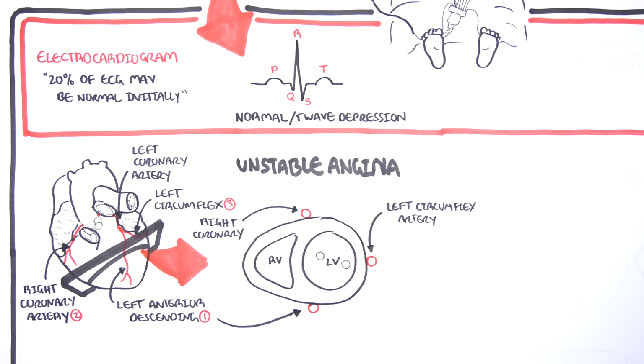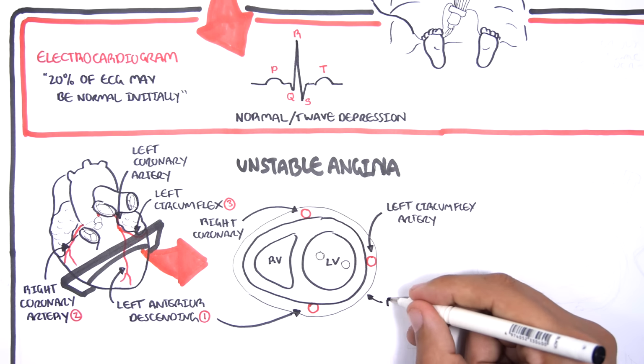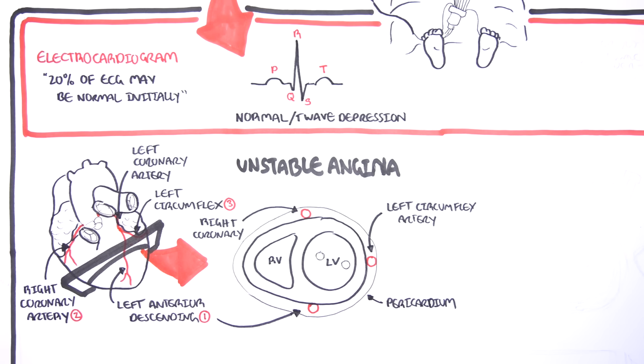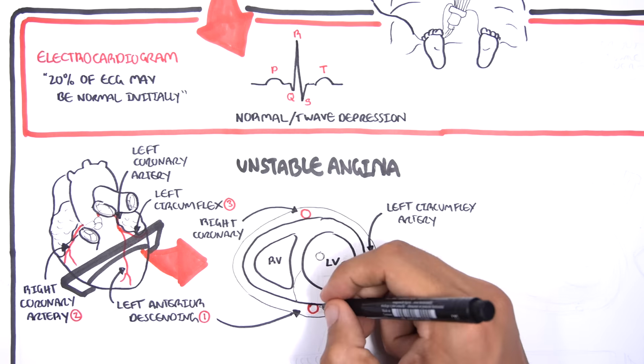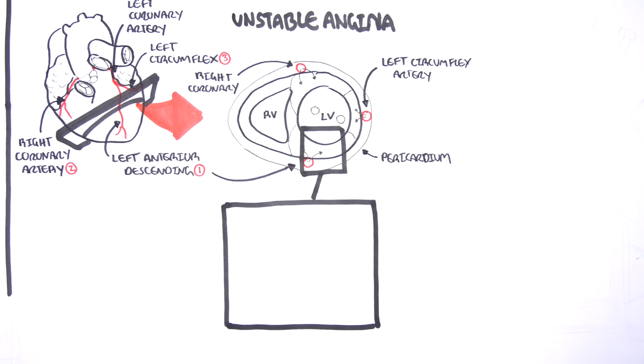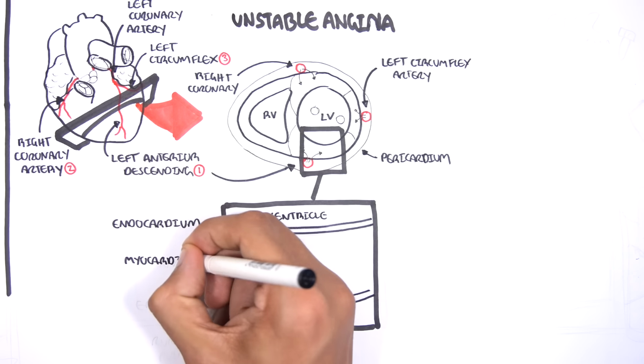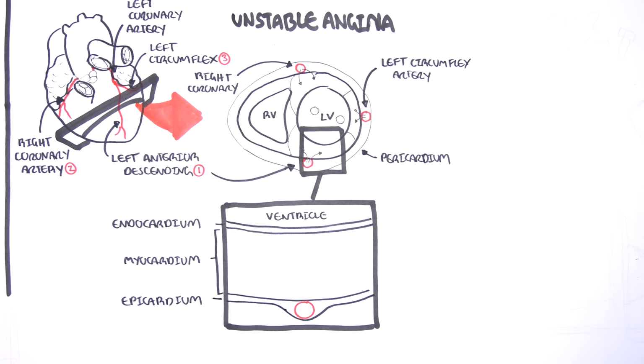Of course, you have the other layer of the heart called the pericardium, which essentially is a sheath that wraps around the heart and actually wraps around the coronary arteries as well. Let's take a closer look now at the left anterior descending artery and what happens in unstable angina, which makes up one of the 3 types of acute coronary syndrome. So here is the cavity of the left ventricle. The 3 layers of the heart from the inside are the endocardium, myocardium, and the epicardium. Epicardium also makes up part of the pericardium as well.